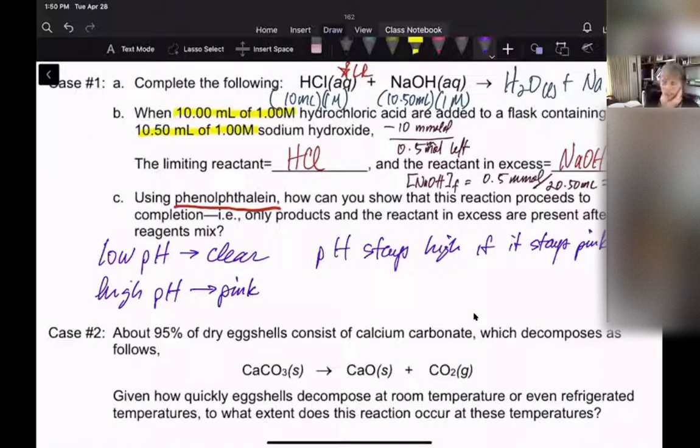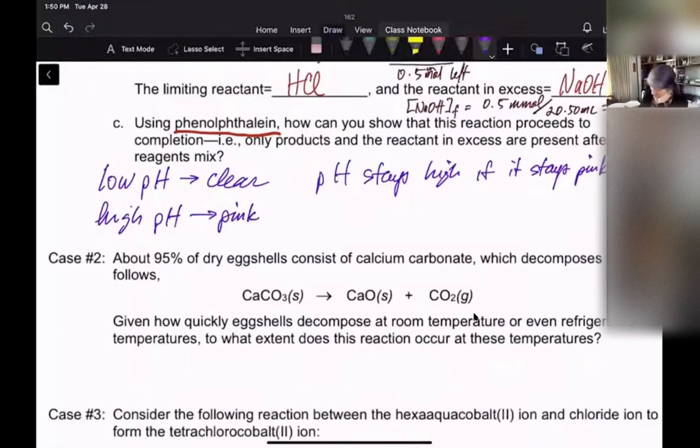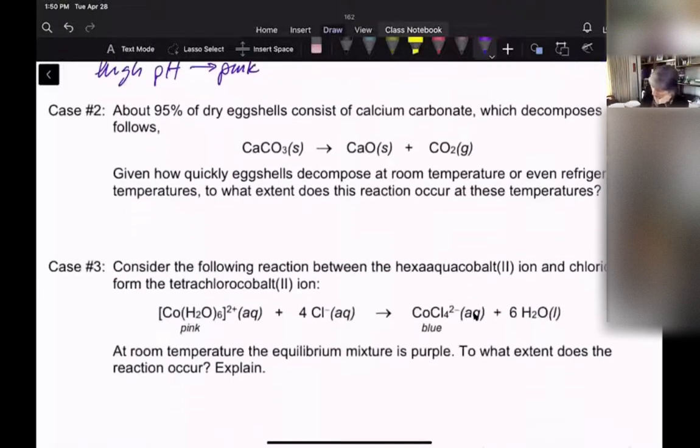All right, how about eggshells? Decomposition of eggshells, calcium carbonate. So to what extent does that reaction occur? Very slowly? Yeah, it's very, very slowly.